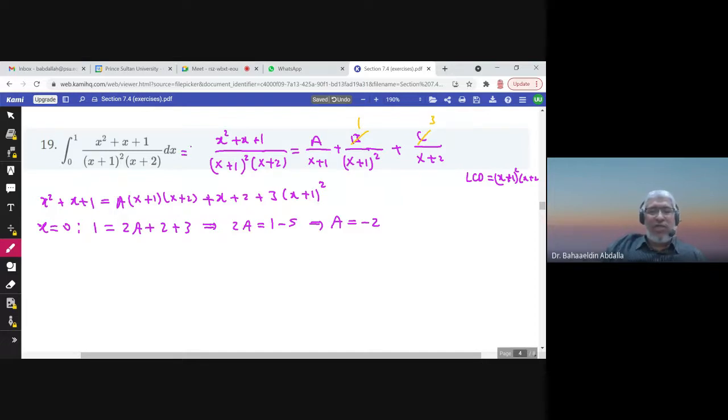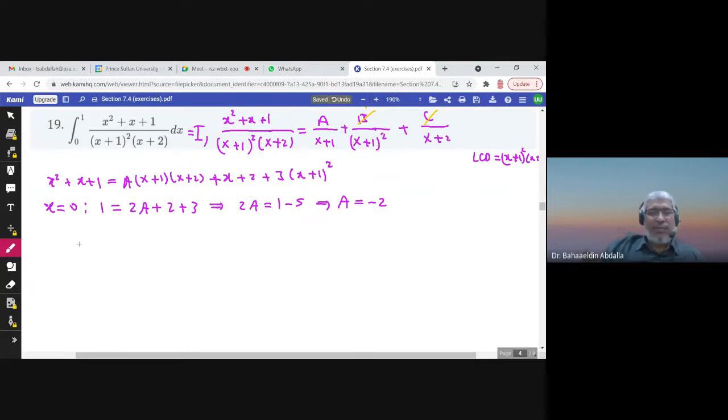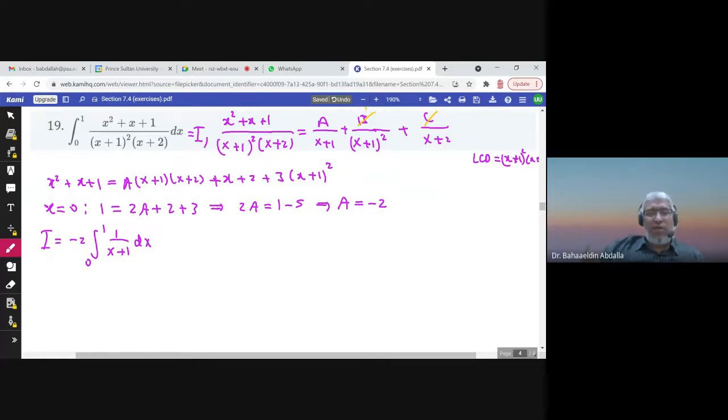So this integral, I can write it now as: a is negative 2, so negative 2 times the integral from 0 to 1 of 1 over x plus 1, plus b, and b is 1, so plus 1 over x plus 1 to the power 2, from 0 to 1.